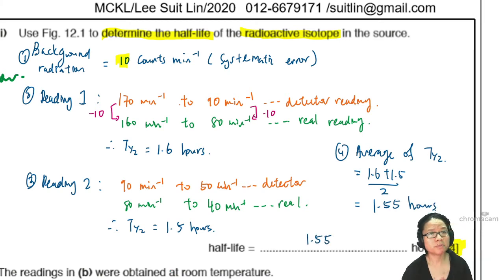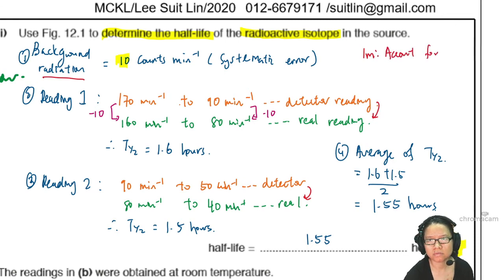All right, you may be wondering where the marks are. 1 mark is when you account for background radiation. So here is a lot of evidence that if you write like this, there's ample evidence to show the examiner that you're accounting for background radiation. Number 1, you took the background radiation reading. Number 2, you show the subtraction between the real and the detector reading. So accounting for background is 1 mark. Okay, 1 mark is for repeated reading.